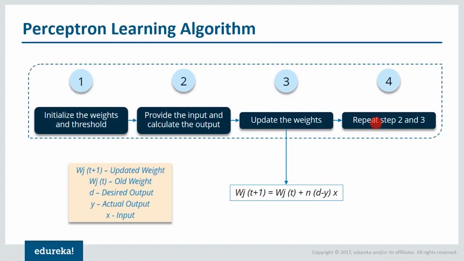And then we repeat steps 2 and 3. That is, we apply this new weight, again calculate the output, and again compare it with the desired output. If it matches, then it's fine. Otherwise, we update it again. So this is how the whole perceptron learning algorithm works. And don't worry guys, I'm going to show you practically how it works in my PyCharm. Any questions, any doubts till here, you can ask me.